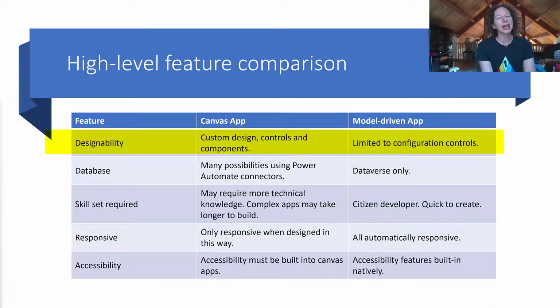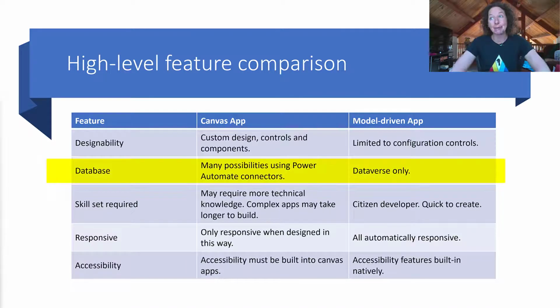Designability. Your Canvas apps, the world is your oyster. You can design it however you want. You can use custom design controls and components. Model-driven apps, on the other hand, are limited to certain configuration controls within Dataverse, within Power Apps. Database, this is another one where there's a big differentiator. In a Canvas app, like we said, there are many possibilities using Power Automate connectors. You can have a lot of different types of databases. And model-driven apps, it must be Dataverse. You don't have another option.